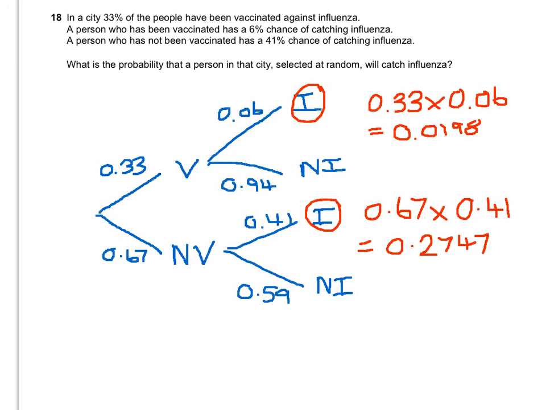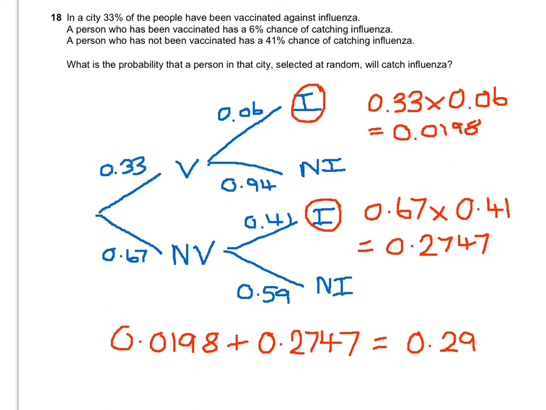So now we just need to add these two probabilities together. So 0.0198 added to 0.2747 gives us 0.2945, which you could leave as that, or alternatively you could switch it back to a percentage, which is what the question begins as, so that would be 29.45%.